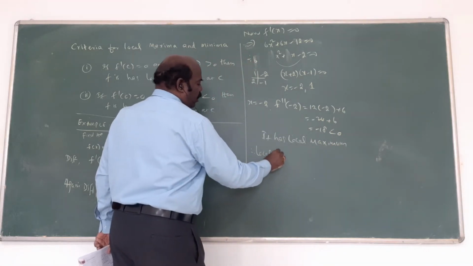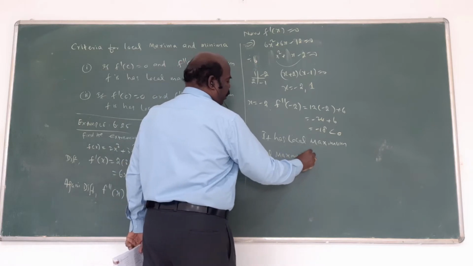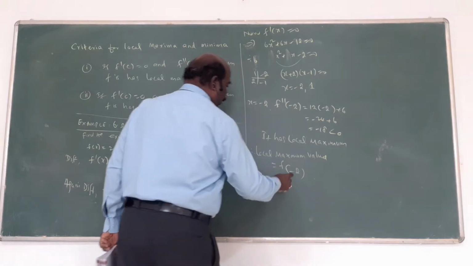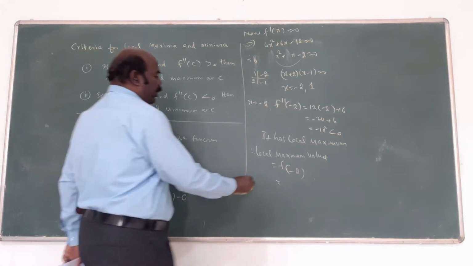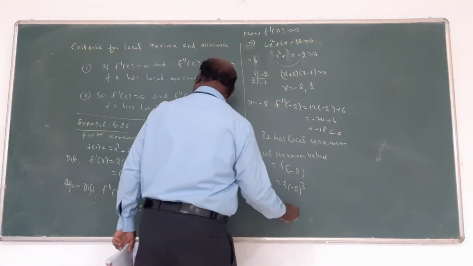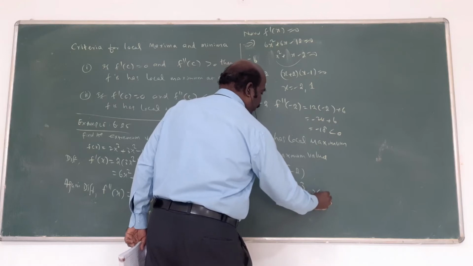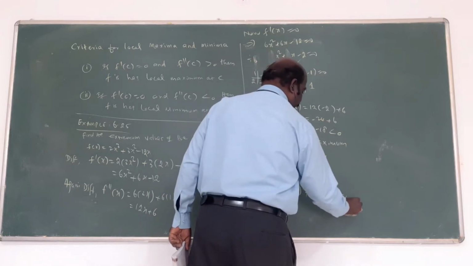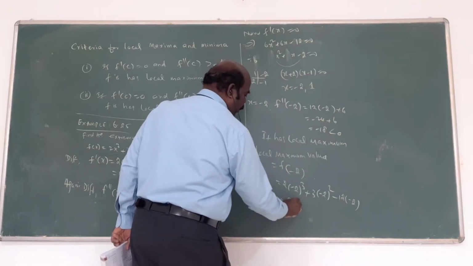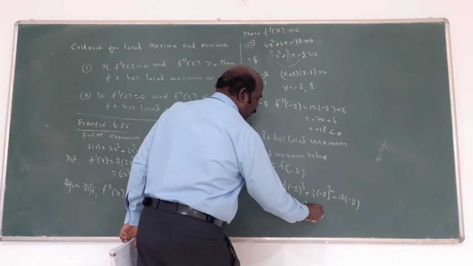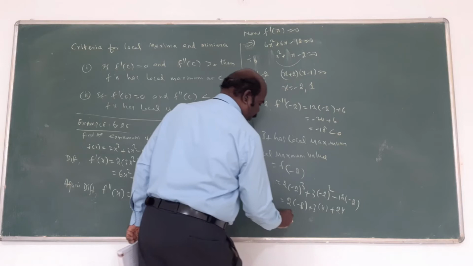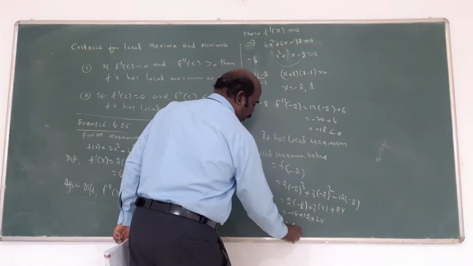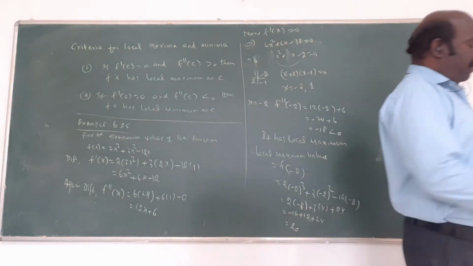Therefore, the maximum value is equal to f(minus 2). Substitute x equal to minus 2 in the given function: 2 into minus 2 whole cube plus 3 into minus 2 whole square minus 12 into minus 2. Now solve: 2 into minus 8, so minus 16, 3 into 4, plus 12, here plus 24. What is the answer? 20. This is the local maximum.